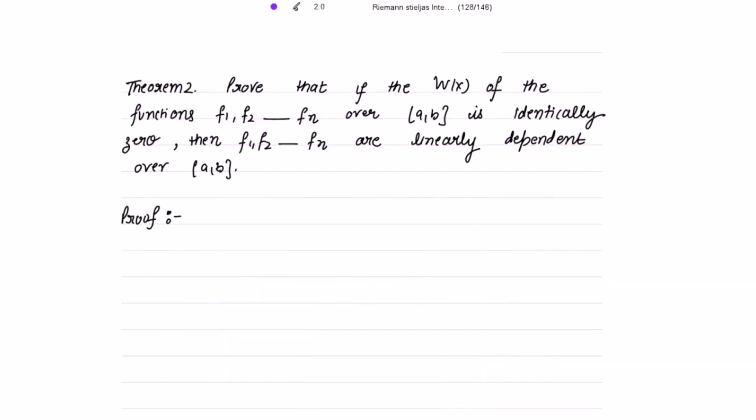Second theorem: prove that if the Wronskian of the functions f1, f2, up to fn over the closed interval [a, b] is identically 0, then f1, f2, ..., fn are linearly dependent over the closed interval [a, b]. This is just the reverse of the previous theorem. In the previous theorem, it is given that the functions are linearly dependent, and we have to prove that the Wronskian of these functions is identically 0.